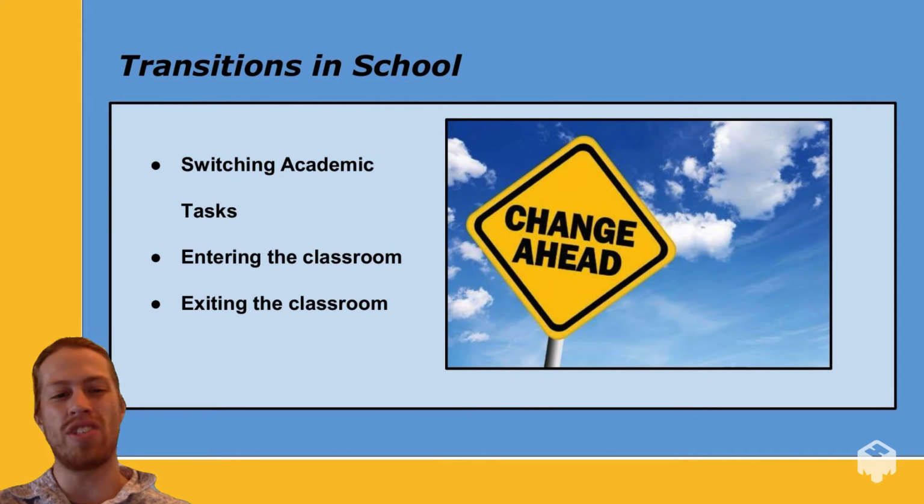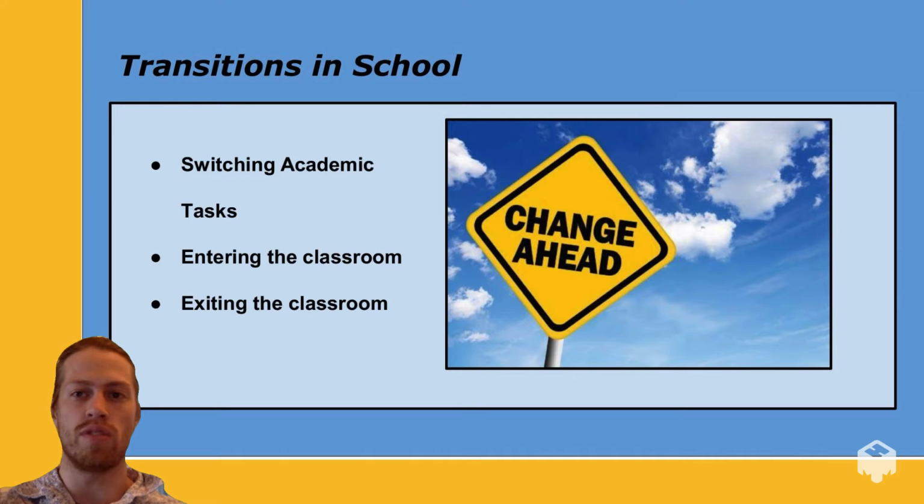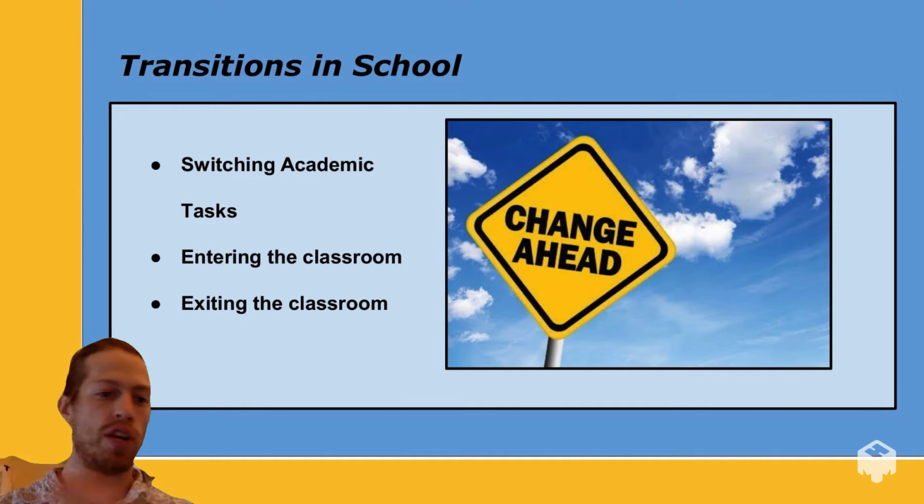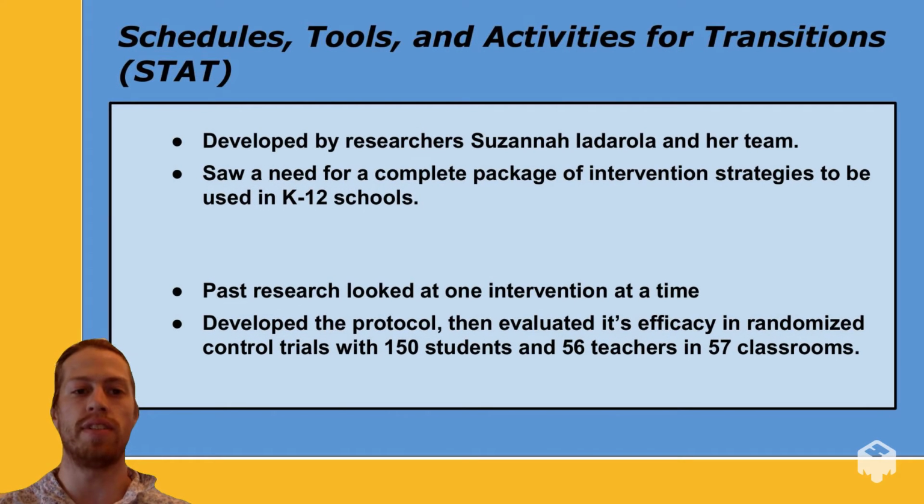Specifically, transitions in school have been an area of concern for students with autism. So what I mean by transitions is switching academic tasks, going from English to math or from math to science, switching whatever you're doing in the classroom. And it's also the periods where you might be moving between places, so entering the classroom or leaving the classroom, either to go to and from a special education classroom to the general ed classroom, or from lunch to recess, gym class, things like that. And typically it can be challenging for students with autism.